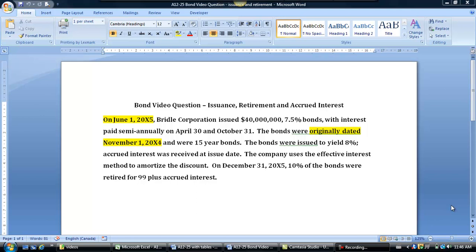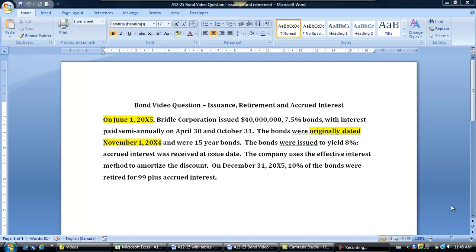It says on June the 1st, 2000X5, Bridal Corporation issued 40 million 7.5% bonds, and the 7.5% is an annual rate, and it's the coupon that helps us to calculate the value of the interest payments that will be made. Interest is paid semi-annually on the bonds every April 30th and October 31st. Now, the bonds were originally dated November 1st, 2000X5, and they were 15-year bonds.